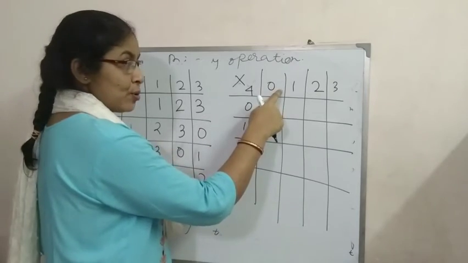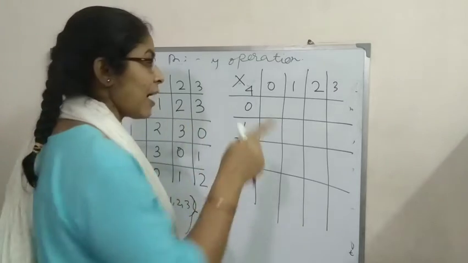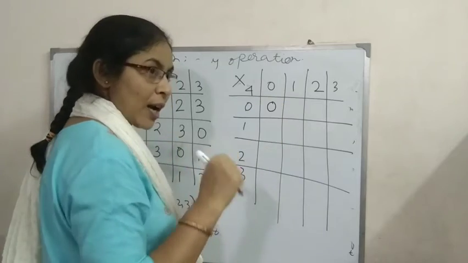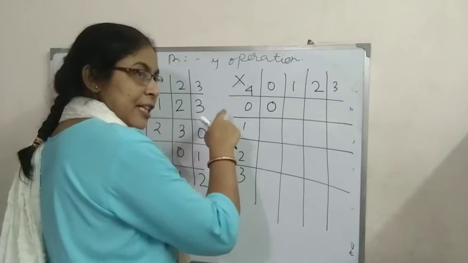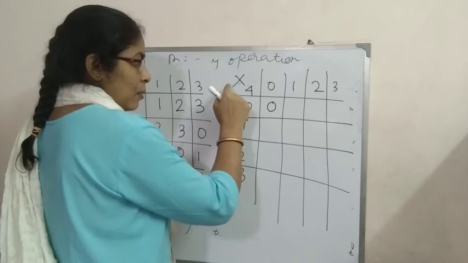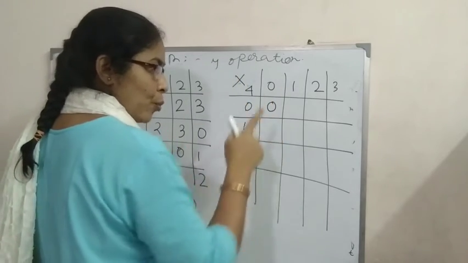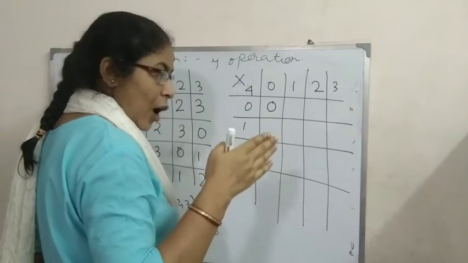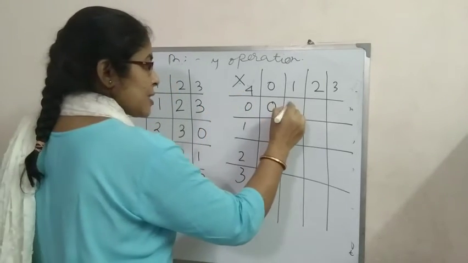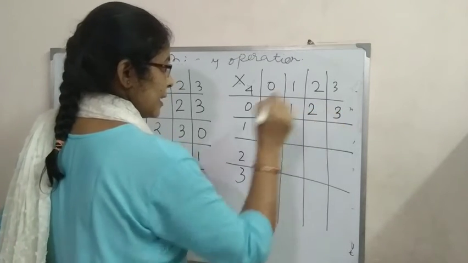Here 0 into 0 and the result is 0, that means product 0 is divided by 4, I will get 0 remainder. 0 into 1, 1. 1 is divided by 4, that is modulo 4. Multiplication modulo 4. 0 into 1 equal to 1. Now the product is divided by 4. Remainder is 1. After that I will get 2 and here 3.